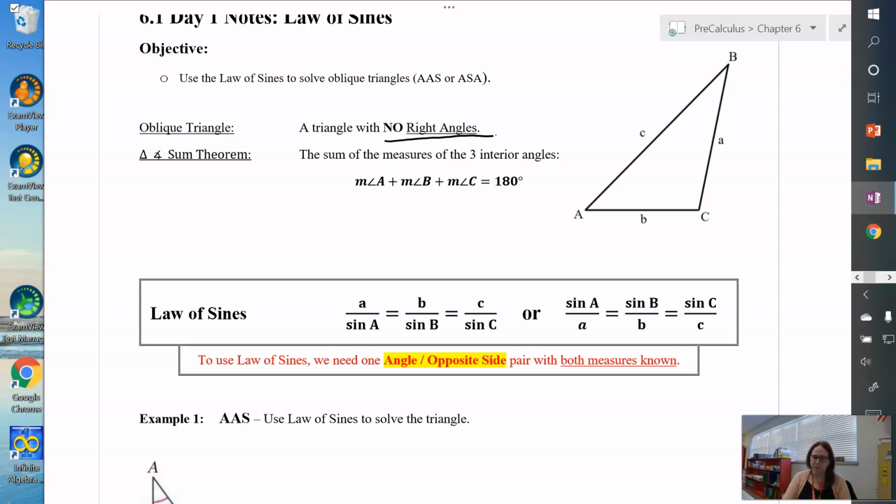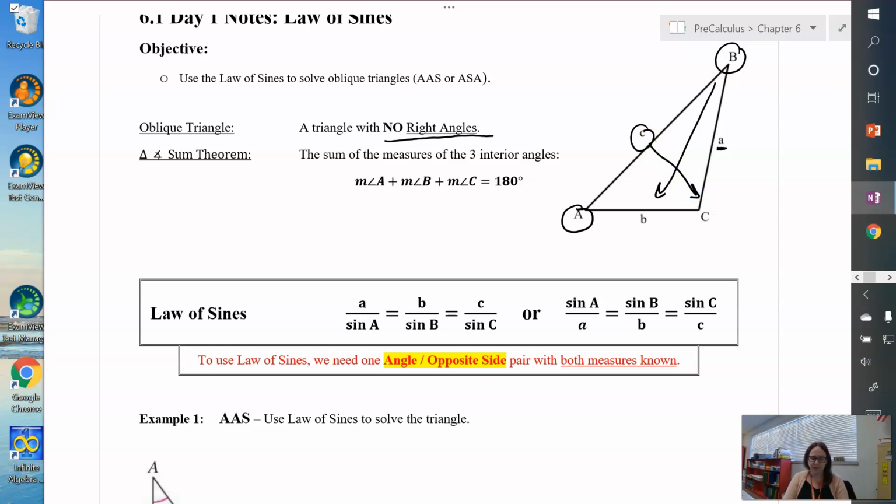Quick note about notation. When you see a capital letter, that refers to an angle, and a lowercase letter refers to a side. The lowercase side a is going to be opposite angle A, and then side b is opposite of B, and side c is opposite of C.